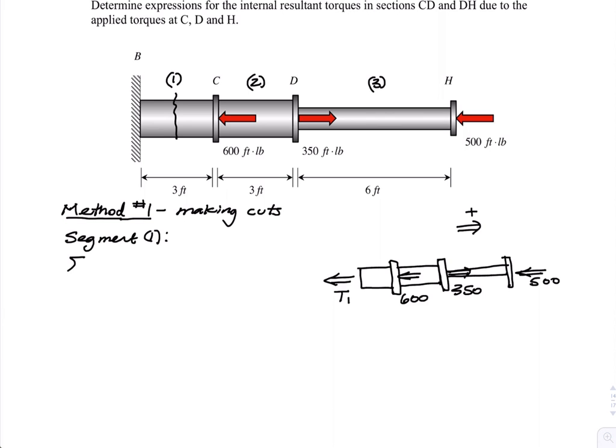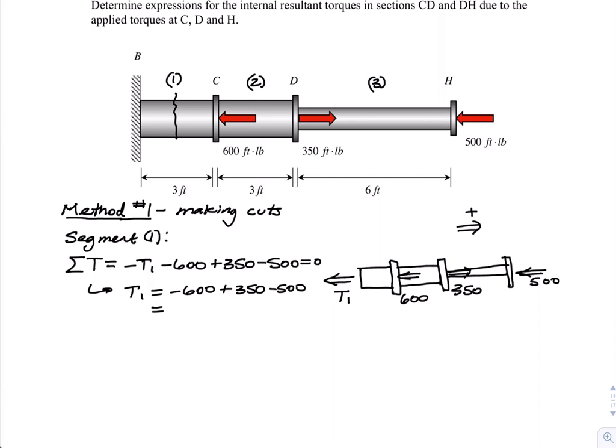So as I sum my torques on segment 1, I've got minus T1, minus 600, plus 350, and minus 500. And for equilibrium, that is a 0. So T1 is equal to minus 600 plus 350 minus 500. So what that gives us is minus 1100, plus 350, so that's going to be a minus 750 foot-pounds.